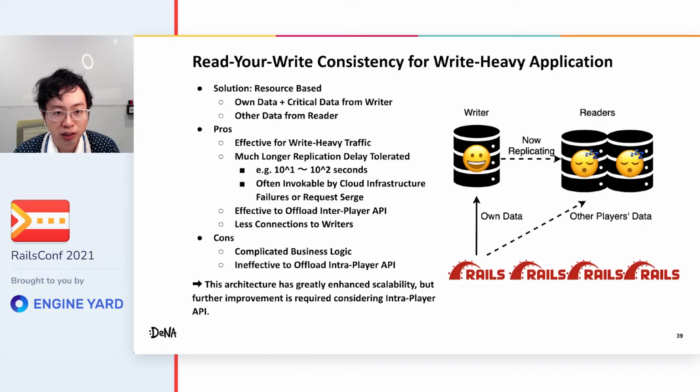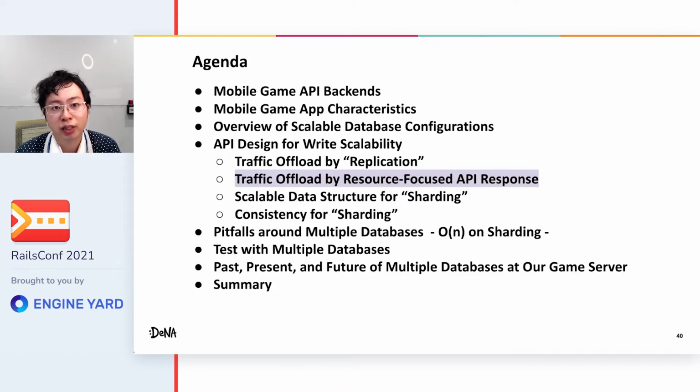This architecture is effective to offload inter-player API traffic because there are fewer connections to writers. The cons of this architecture are the complicated business logic and the ineffectiveness of offloading intra-player API. In other words, this architecture has greatly enhanced scalability, but further improvement is required considering the intra-player API. Okay, now we will take a look at traffic offload by resource-focused API design.